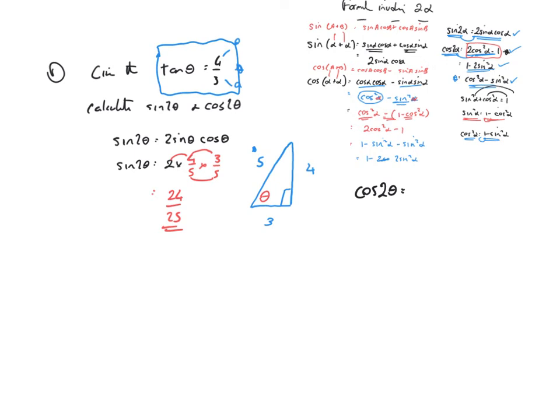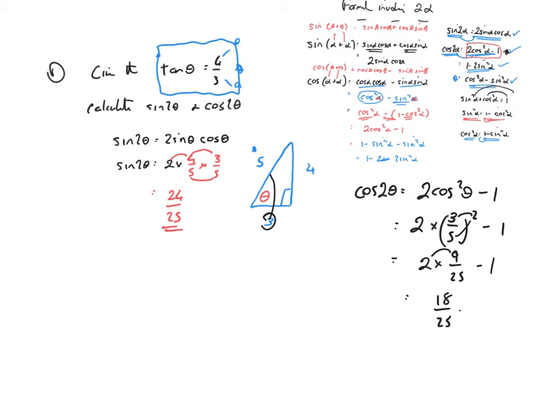So the first one that I'm going to use is 2 cos squared theta minus 1. Okay, so that will be 2 multiplied by, what was cos theta again? That's adjacent over hypotenuse. 2 times 3 over 5 all squared minus 1. So that's 2 times square top, square bottom. 2 times 9 over 25 minus 1. So that's 18 over 25 minus 1. 18 25ths take away 25 25ths, and that is minus 7 25ths.